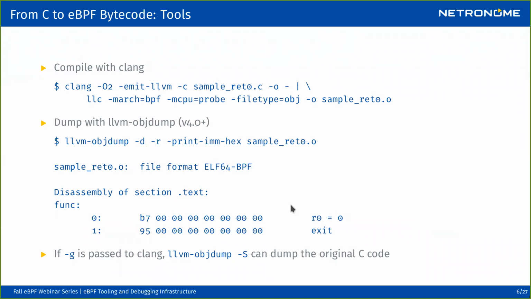We could have provided the -g option to Clang that would have stored the original C code into the object file, and we would have been able to dump that as well with LLVM objdump -S, big S, in order to be able to map the C and the eBPF instructions produced.